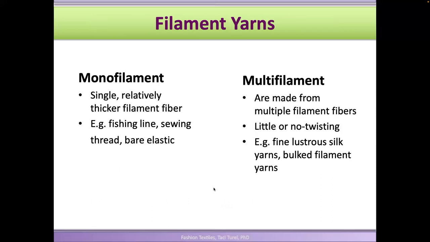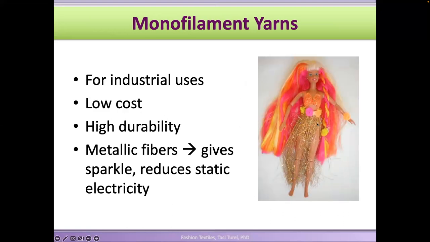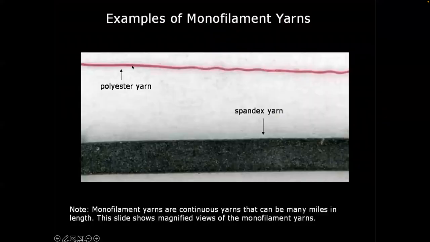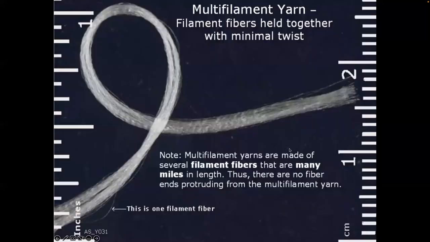Monofilaments are used in fishing lines, sewing threads, sometimes bare elastics. Those are monofilaments. But we use multi-filament yarns for finer, lustrous, silky yarns or bulked yarns. These metallic fibers here are monofilaments. This is another monofilament polyester yarn. So you see it's very smooth, no protruding ends. This is a monofilament spandex yarn, no protruding ends, very smooth surface.